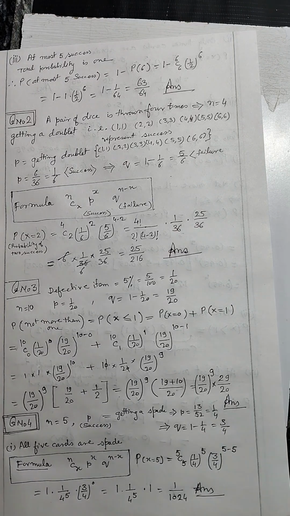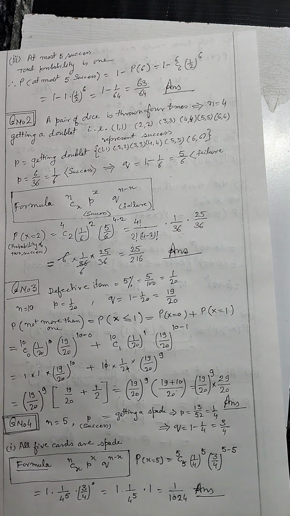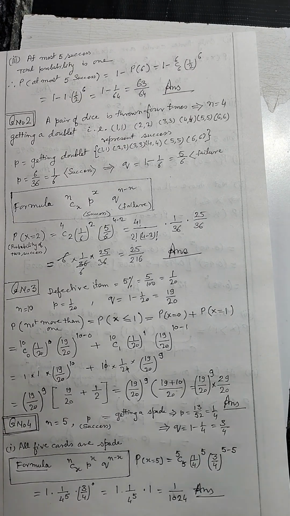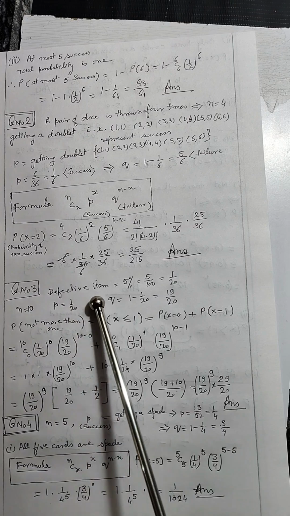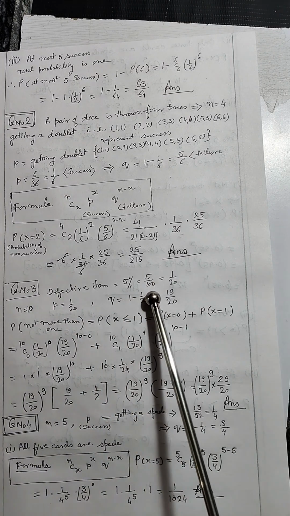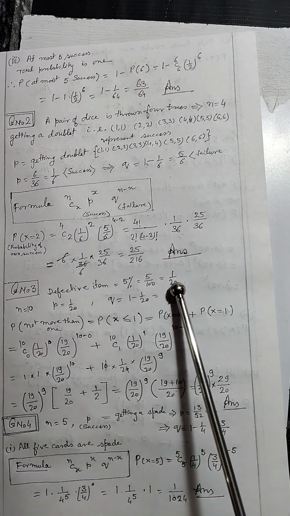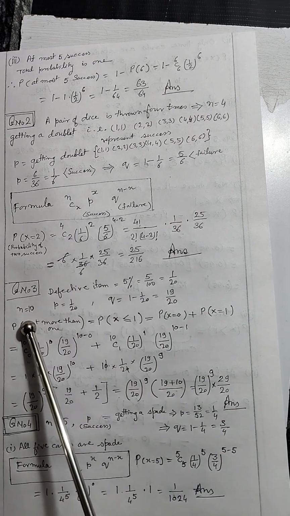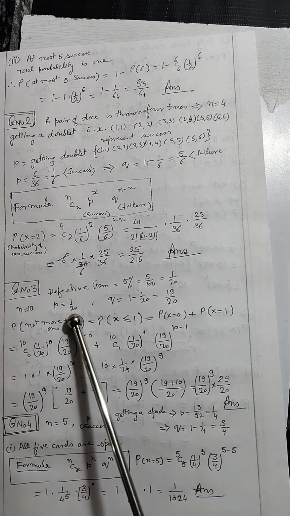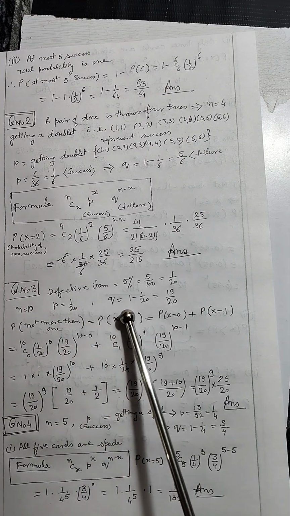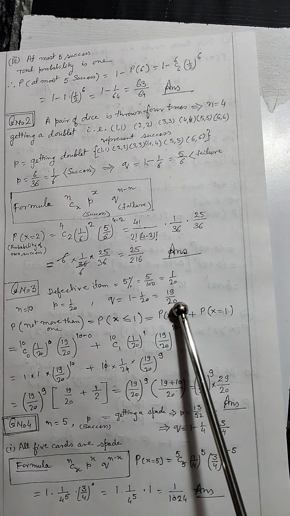There are 5% defective items in a large bulk of items. What is the probability that a sample of 10 items will include not more than one defective item? देखिए डिफेक्टिव आइटम क्या है 5%. This means 5 by 100, and further simplify किया 1 by 20. So n is here 10. Success के लिए है 1 by 20. Q, that is failure, that is 1 minus 1 by 20, that is 19 by 20.